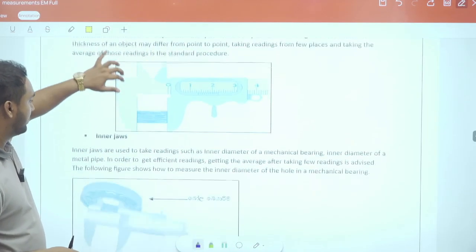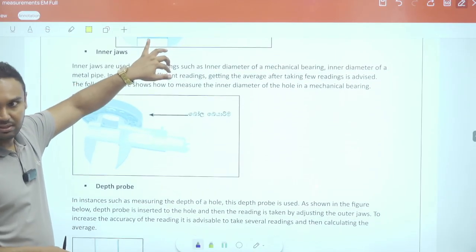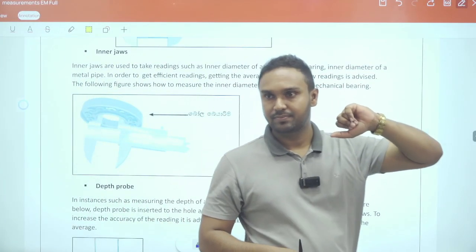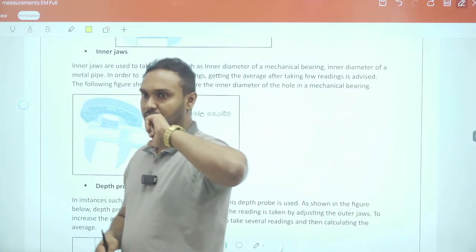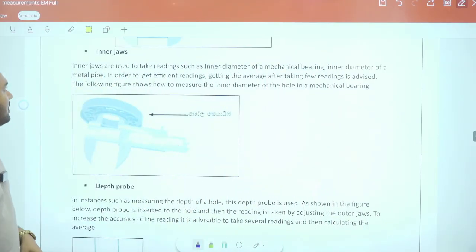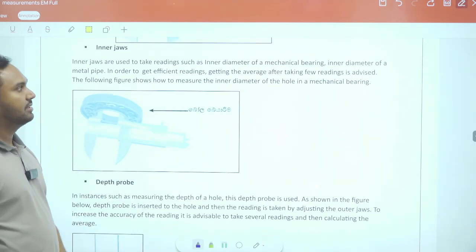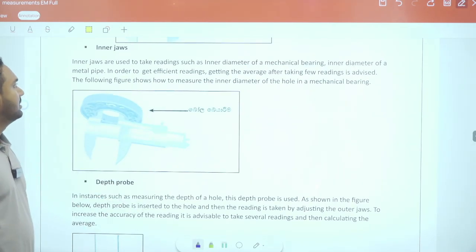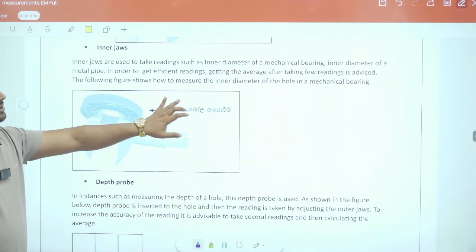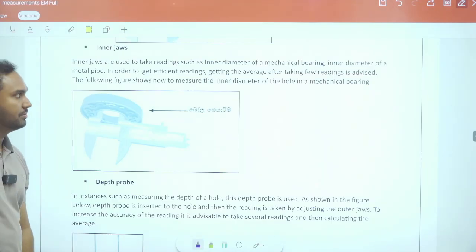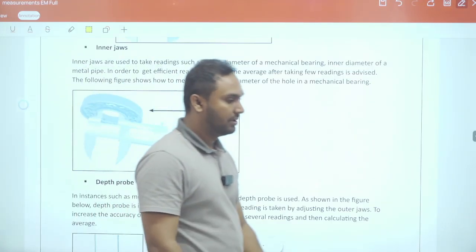So come to the next part. How do you use the inner jaws? Now you are done with the outer jaws, so come to the inner jaws. Inner jaws are used to take the readings such as the inner diameter of a mechanical bearing, or the inner diameter of a metal pipe. In order to get efficient readings, getting the average after taking a few readings is advised. The following figure shows how to measure the inner diameter of a hole in a mechanical bearing.